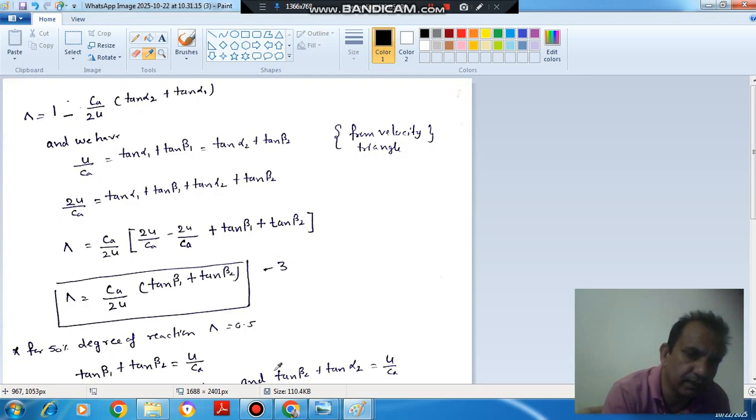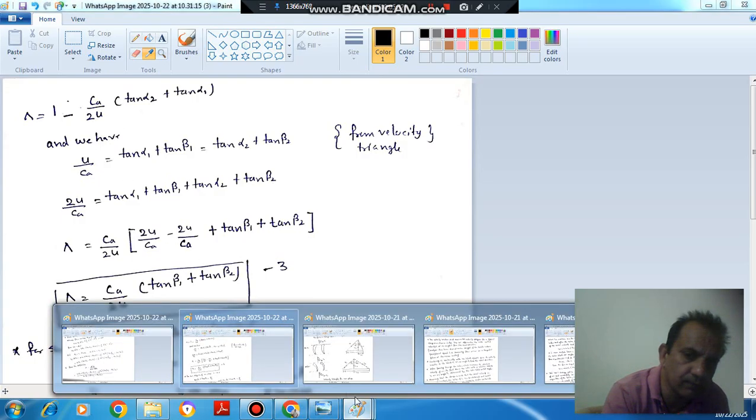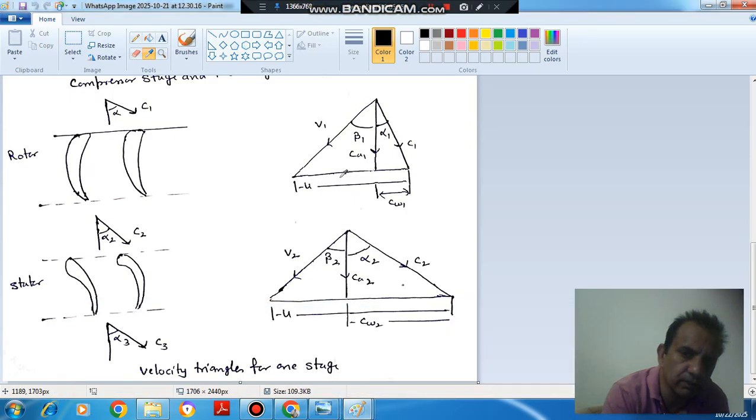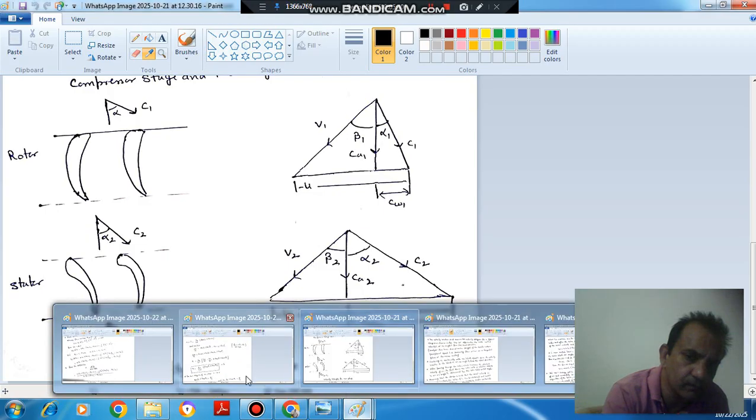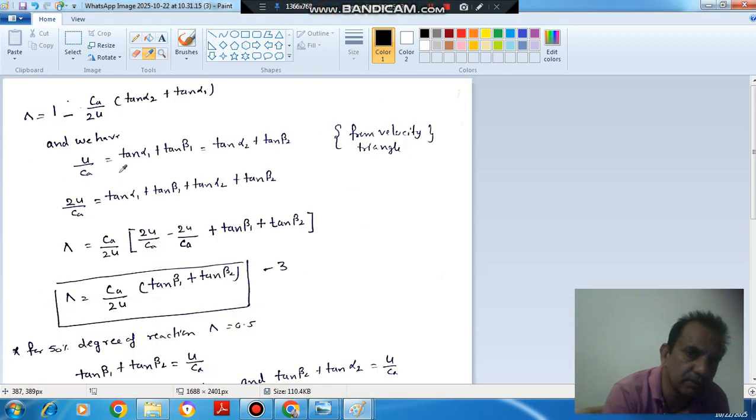But from the velocity triangle we have U is equal to Ca (tangent alpha 1 plus tangent beta 1), or U by Ca is equal to tangent alpha 1 plus tangent beta 1, and similarly tangent alpha 2 plus tangent beta 2. Okay. So if we multiply by 2, then we can add these two. So 2U by Ca will be equal to tangent alpha 1 plus tangent beta 1 plus tangent alpha 2 plus tangent beta 2.